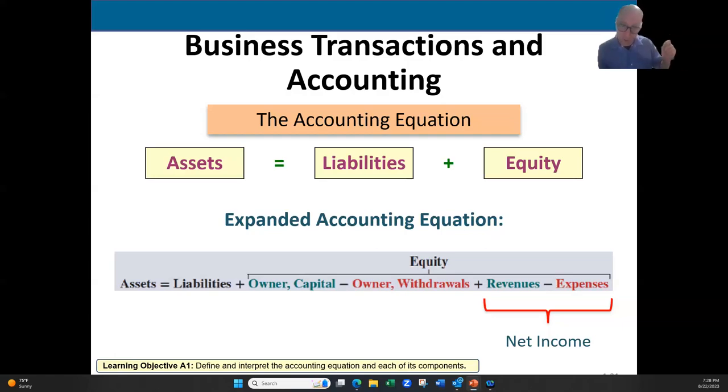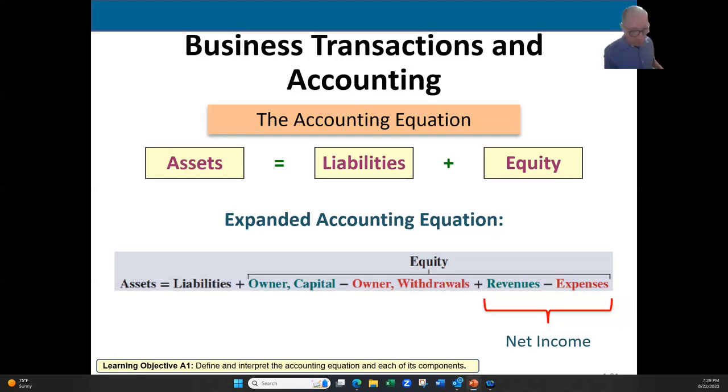Cash helps the business to generate revenue. Accounts receivable is revenue. Supplies, or also known as inventory, I can turn that into revenue by selling it. Helps me to generate revenue. Equipment is an asset because the equipment helps me to create the inventory that helps me to generate revenue. So equipment is an asset account.